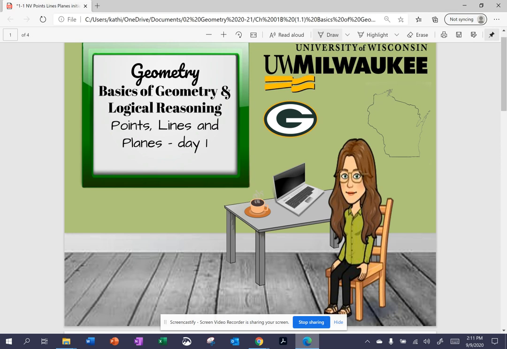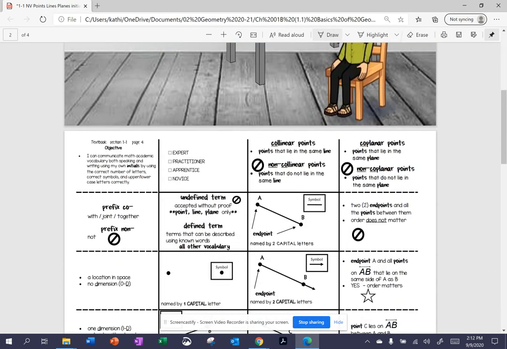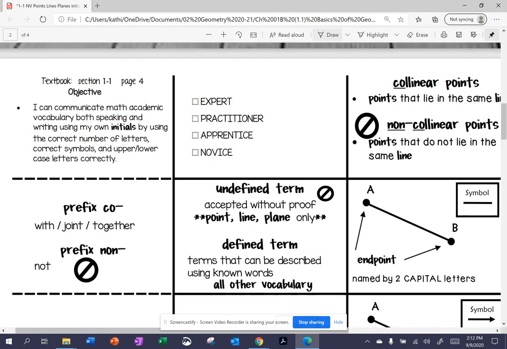Today's lesson is points, lines, and planes. This is the first day. This is going to be just teaching vocabulary, and we're going to use our initials to learn how to do this. So let's start out with what is today's learning objective?